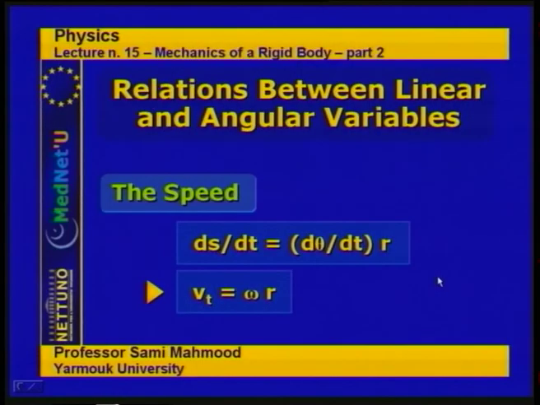If we compare these two values, on the left-hand side ds by dt is simply v sub t, the tangential velocity of the particle around the circular path. And d theta by dt is simply omega, as we defined it before, the angular speed of the particle, the rate at which its angular position changes, and r is the distance of the particle from the rotation axis.